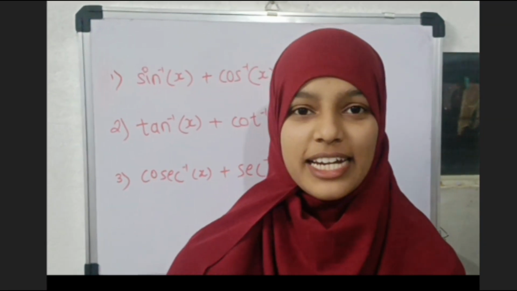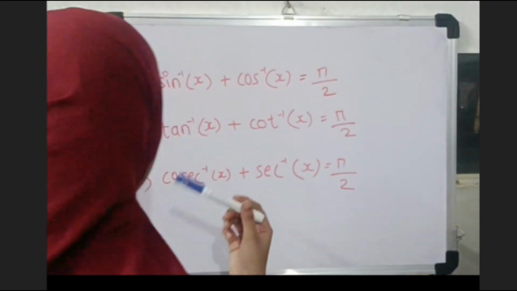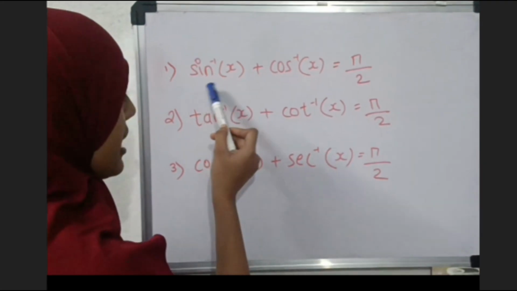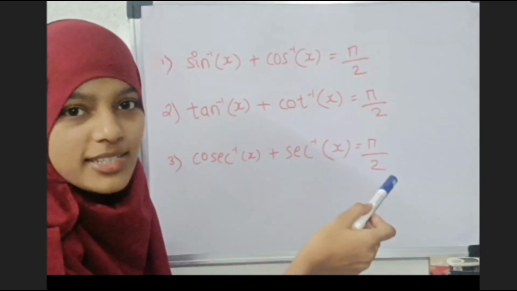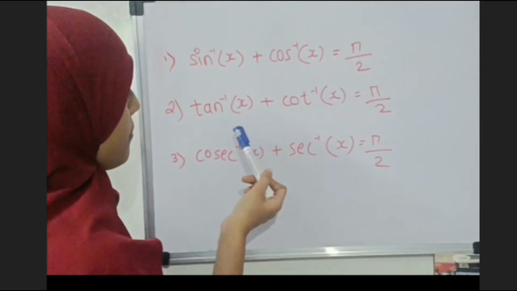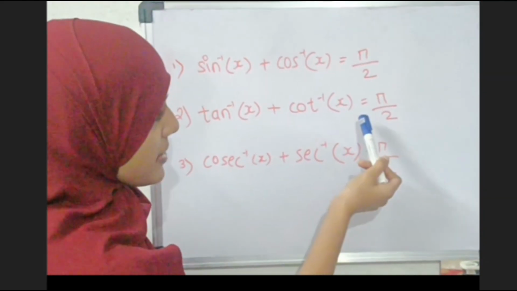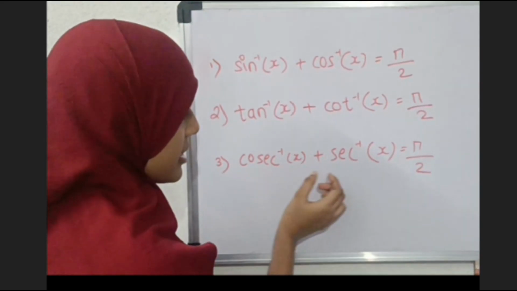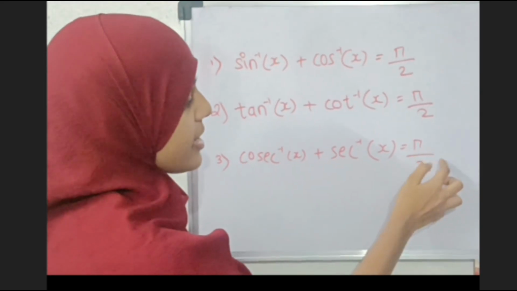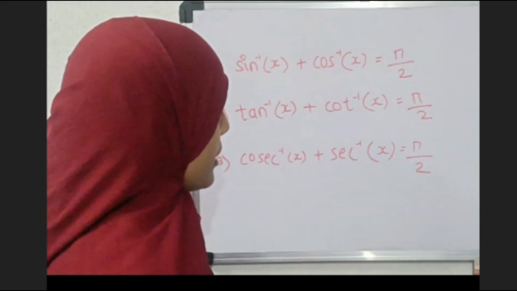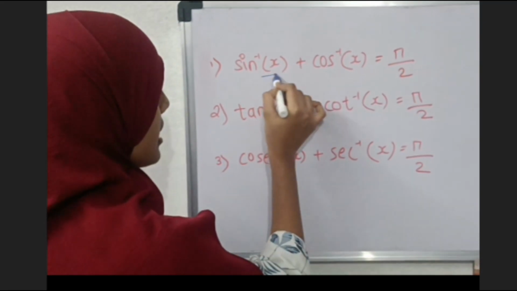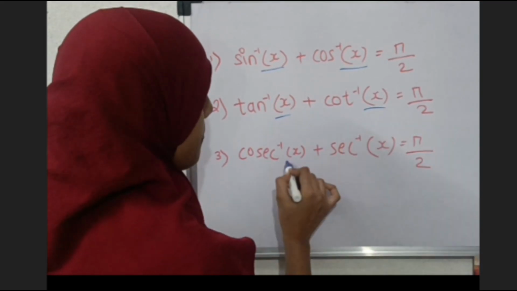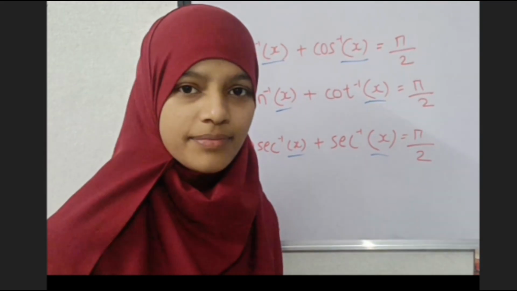Let's move towards our next short trick. If we have sin⁻¹x + cos⁻¹x, then the answer will be π/2. If we have tan⁻¹x + cot⁻¹x, then also our answer will be π/2. If we have cosec⁻¹x + sec⁻¹x, then also the answer is equal to π/2. Here what we have to remember is that this angle is always the same, x. It can be anything, but it should be the same.